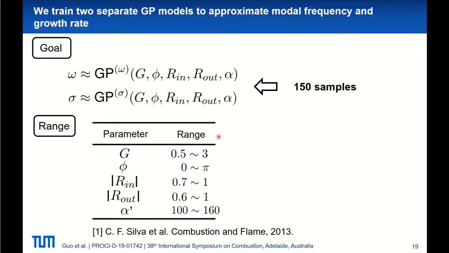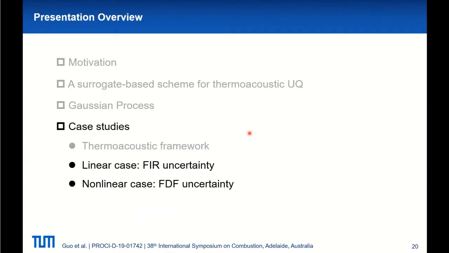In total, we used 150 samples to train those two GP models. We actually start with only 50 samples, then we gradually add more samples to refine the GP models. The detailed adaptive training scheme can be found in our paper. So at this point, we have two GP models ready. Let's put them into use to address a linear case study.